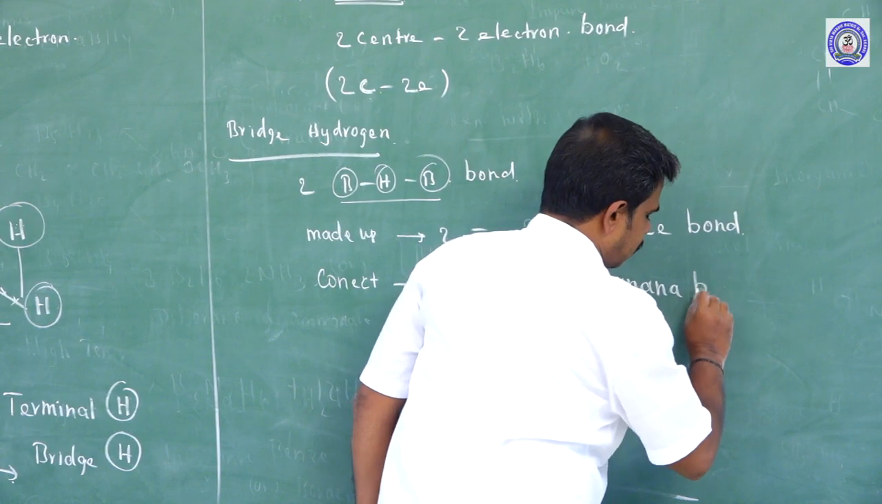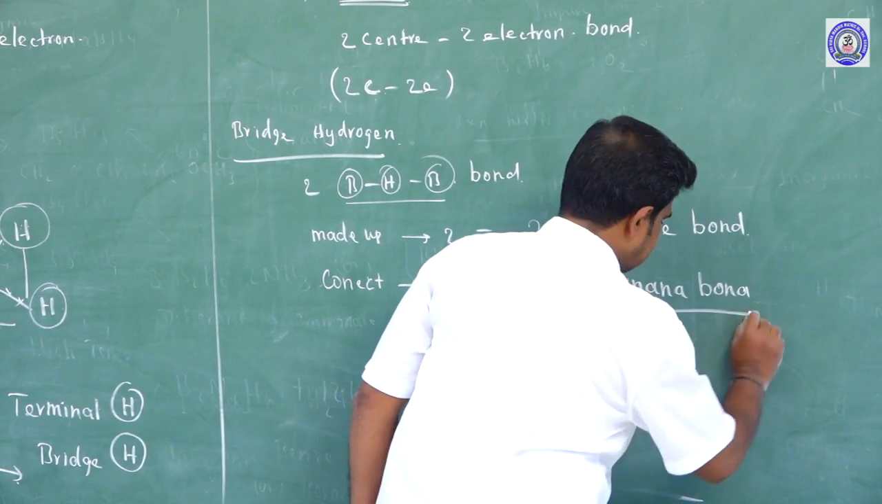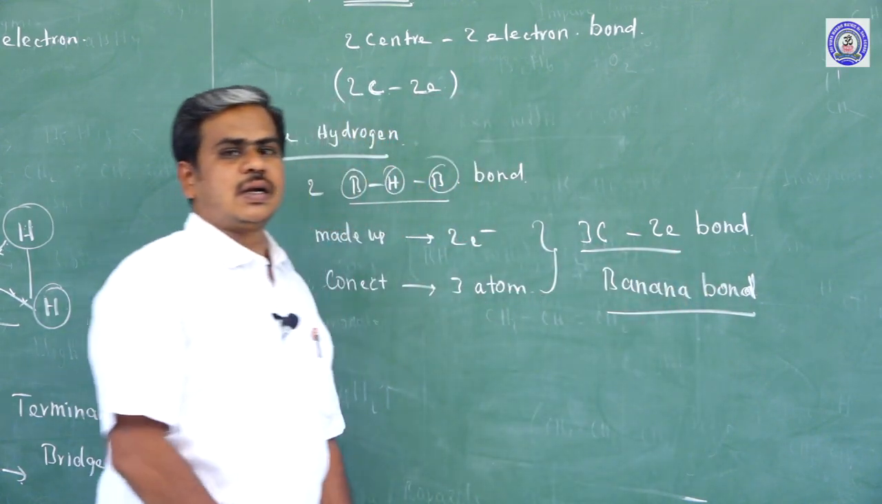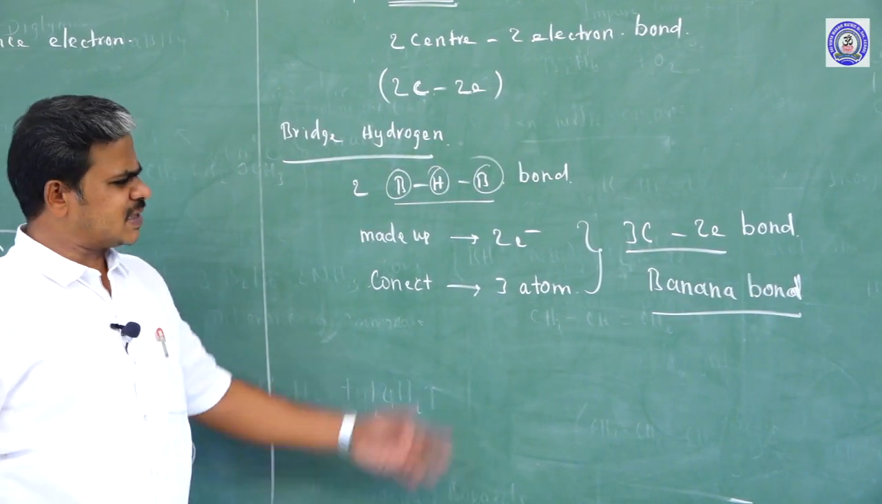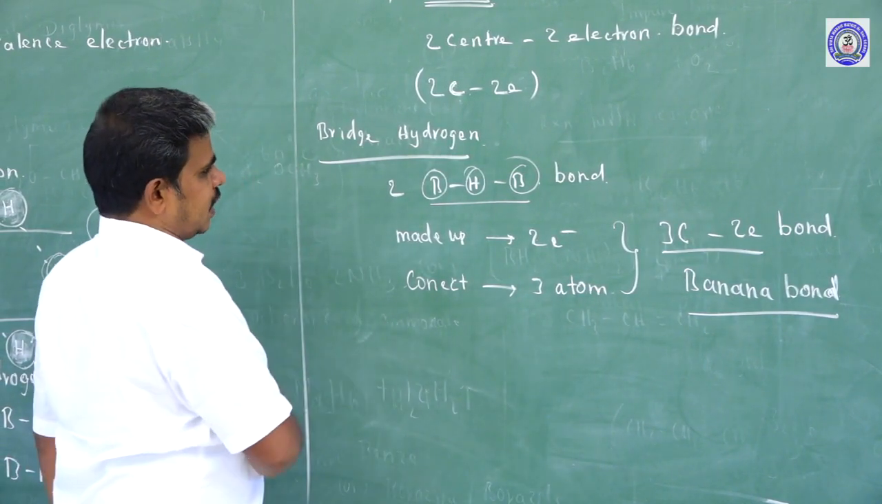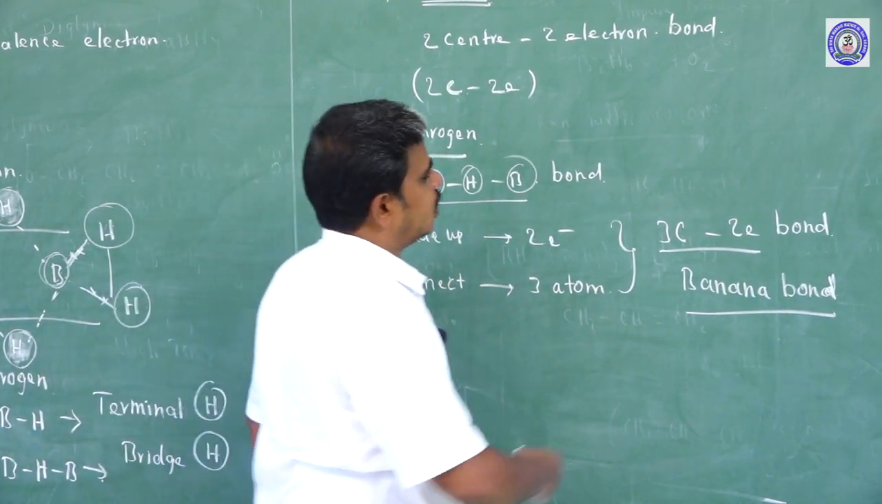What is that? Banana bond. It is a 3-centered 2-electron bond. It is in the shape of a banana. We may discuss here, now we may take the structure.